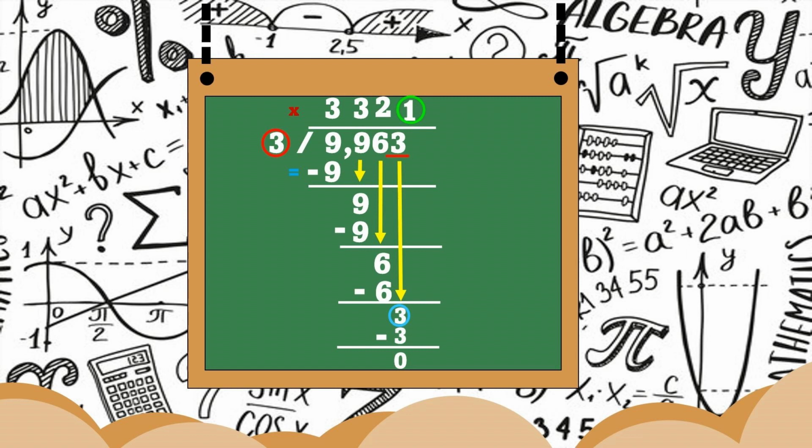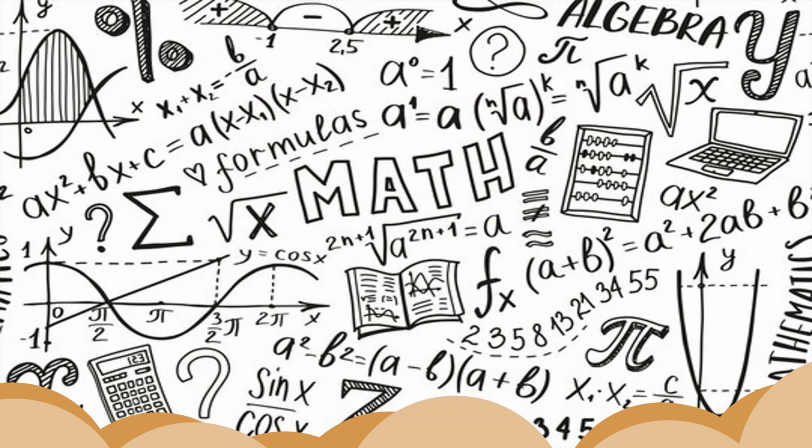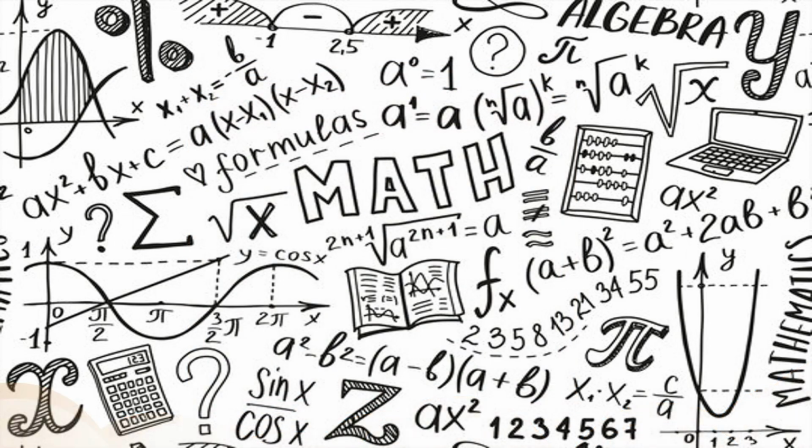So now, the 3 will be our last subtrahend. Now, let's subtract the last number that we brought down by our last subtrahend. So, 3 minus 3 is equal to 0. So, that's how you do a long division. As you can see, it is so easy.